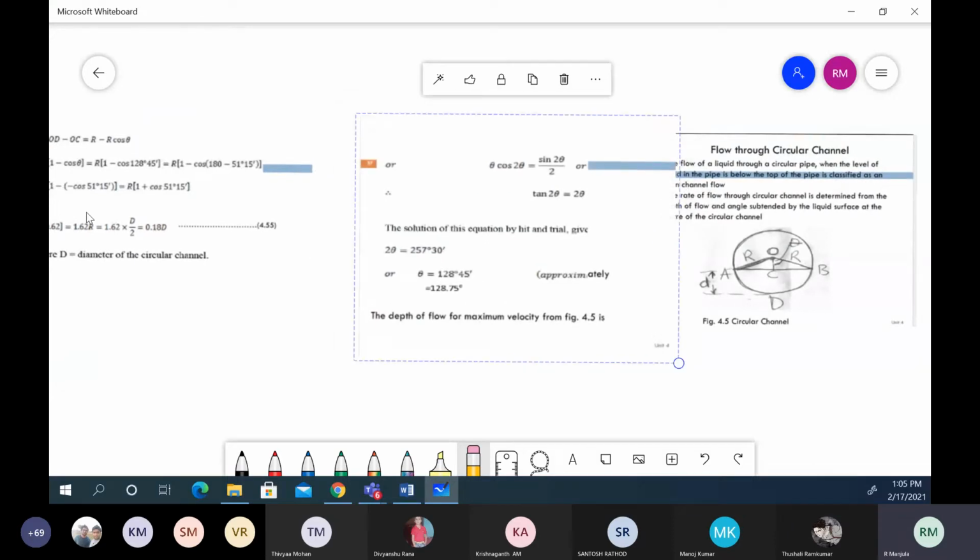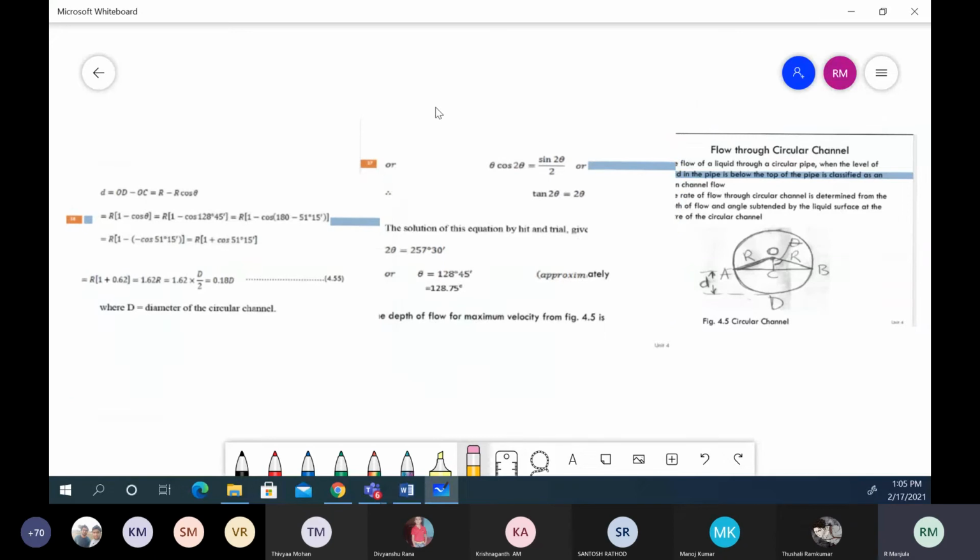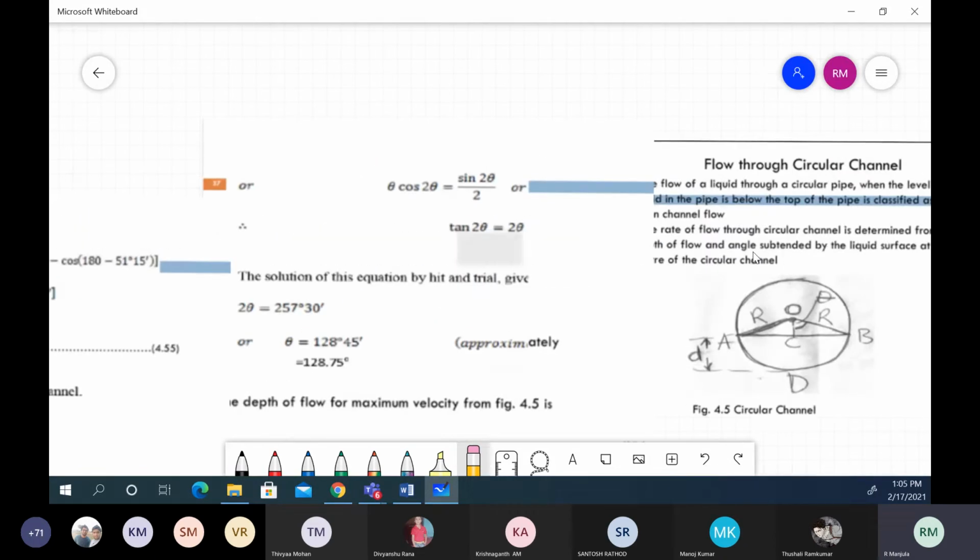You can see the continuation of last class, the circular section, for which we have seen two conditions. One is the condition for maximum velocity, the design of the most economical section. In that we have found that theta is equal to 128.75 degrees. Then you get a condition for the most economical section. What is theta? Theta is the angle made by the free water surface from the center.